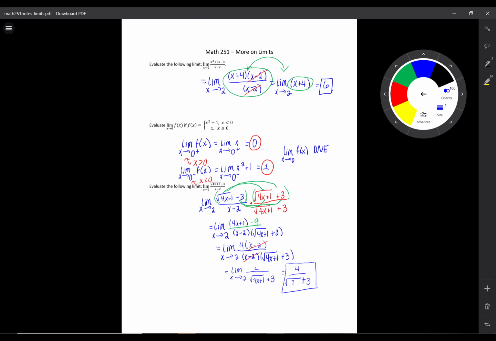So whenever we see a square root inside a limit like this, we should think conjugates, because that allows us to cancel out terms that we don't want in our limit.